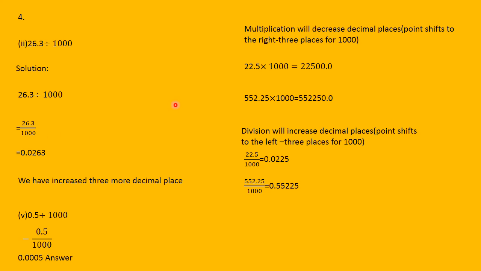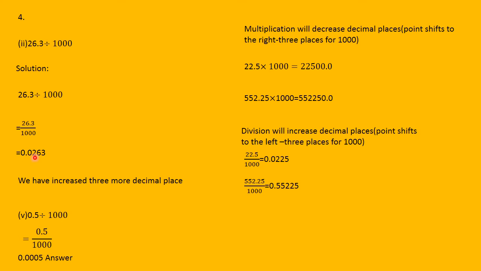So 1 plus 3, 4 decimal places we have to write. 4 decimal places you have to have. So you will start with 3, 6, 2 and there are none. So you will write 0. So 0.0263. How many places are there? 1, 2, 3, 4. Okay. So when 26.3 is divided by 1000, it becomes very small.